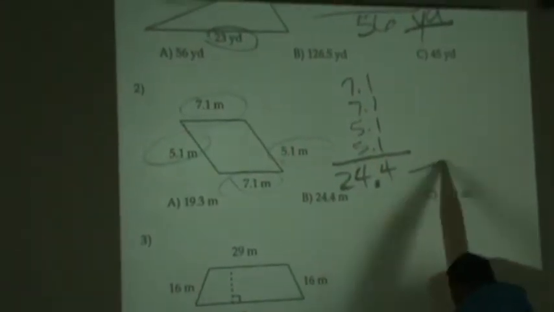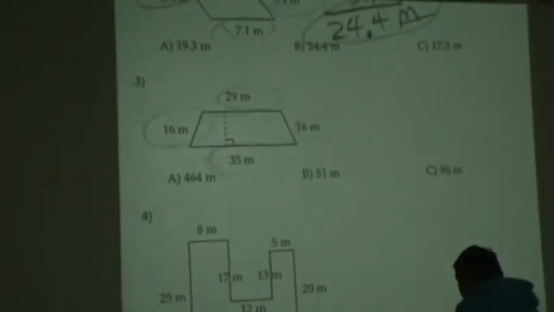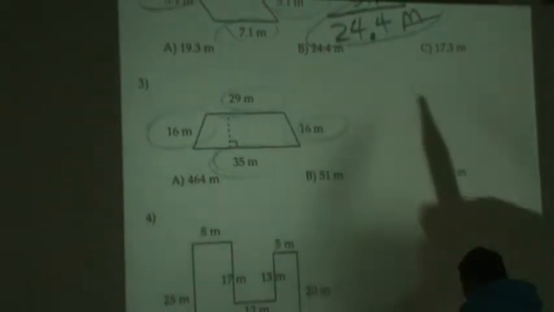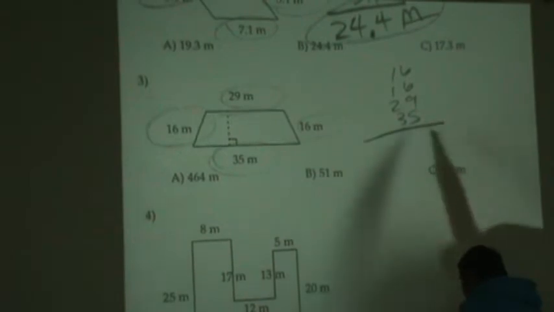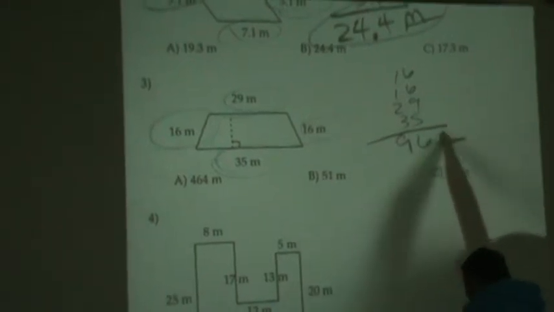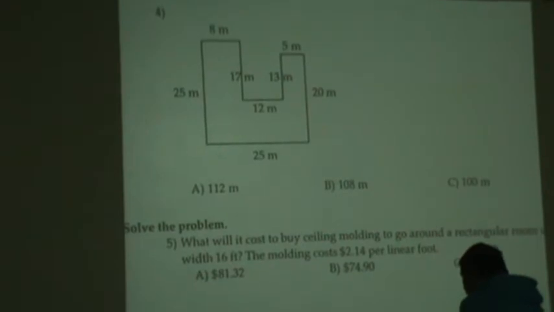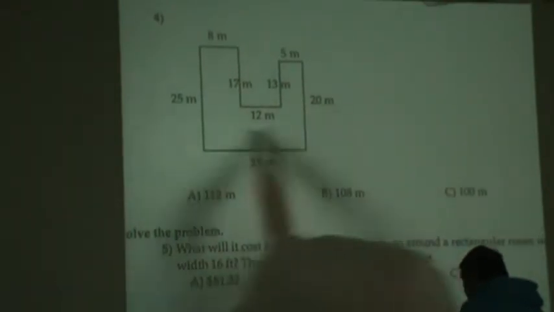24.4, what's the units? Meters. Number 3, still perimeter. So you're still just adding all 4 sides. 16 plus 16 plus 29 plus 35. 96, what's the units? Meters. 96 meters. Okay, this one, you're going to add every single side.